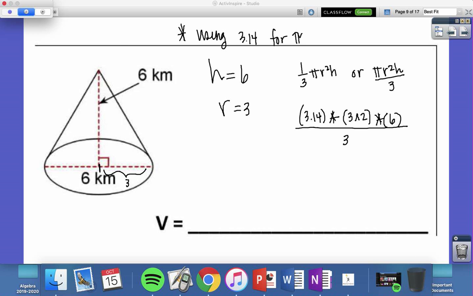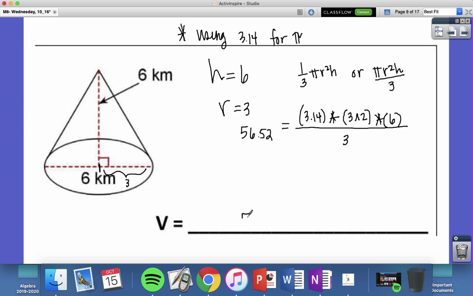I got 56.52. So that would be 56.52 kilometers cubed. If instead they told us to solve in terms of pi, we would know that pi is already a part of our answer, so we're going to have pi with our answer, and we would have just done the radius squared times the height divided by 3, and we would have left the 3.14 out. So we would have 3 squared times 6, all divided by 3.